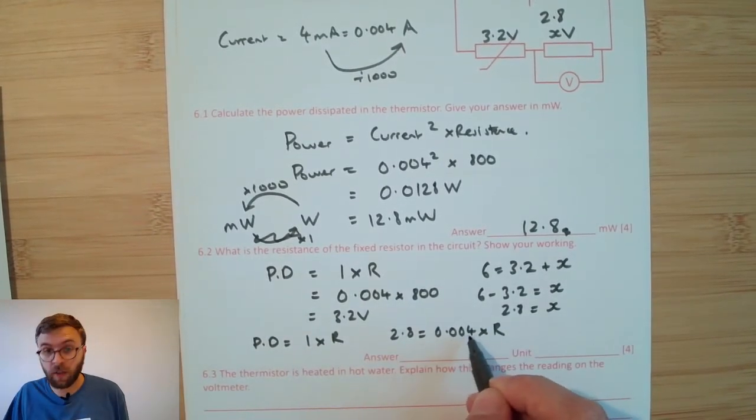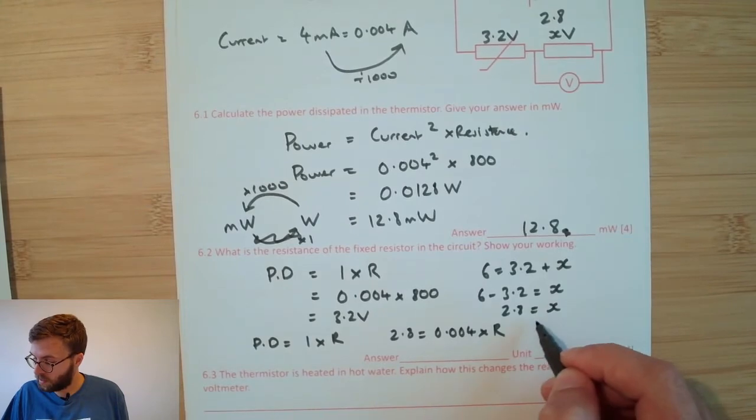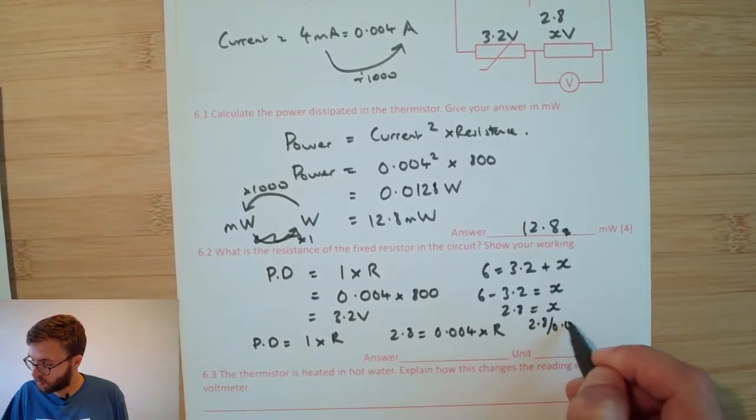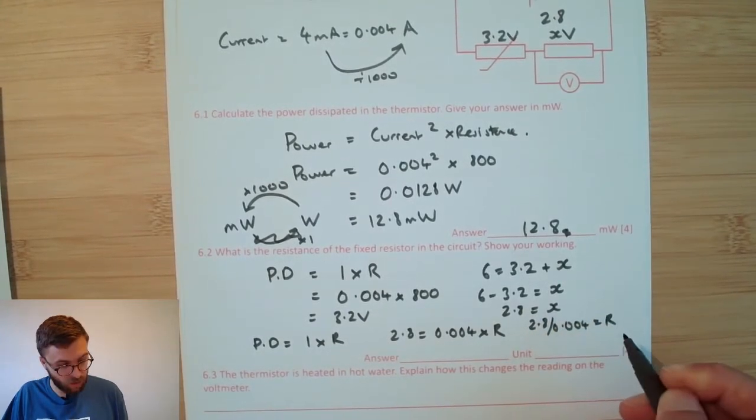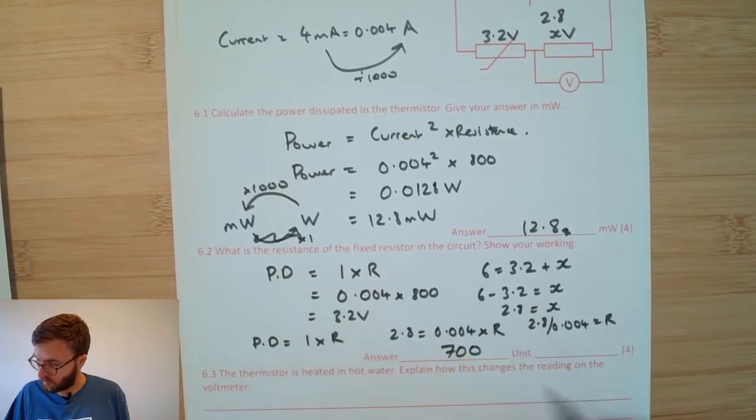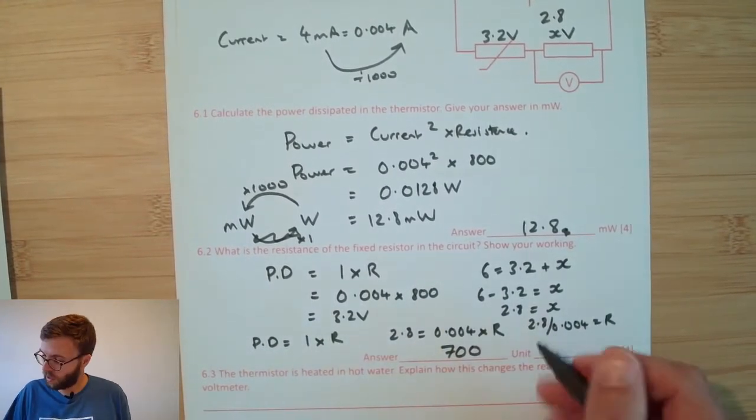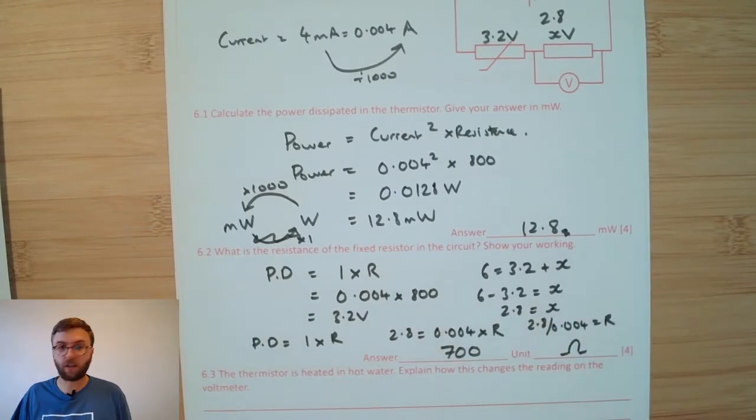So to bring the 0.004 over here, we'll divide it. So 2.8 divided by 0.004 equals the resistance. And working it out on our calculator gives us 700. And the unit of resistance is ohms.